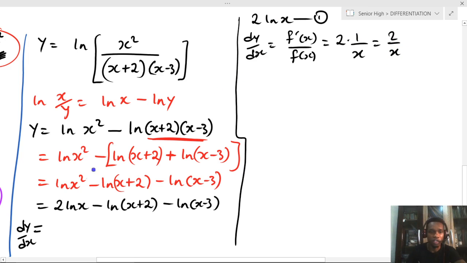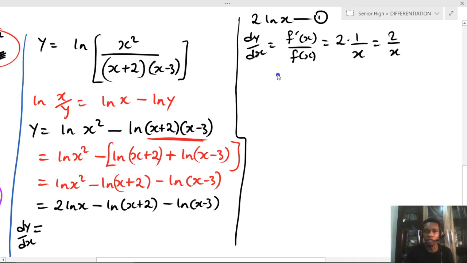You can also check it using ln x squared, because that gives a very easy way of solving. The derivative of x squared gives us 2x over the function of x, which is x squared. Then when you divide, the x cancels out, and you have just 2 over x. That's the final answer.